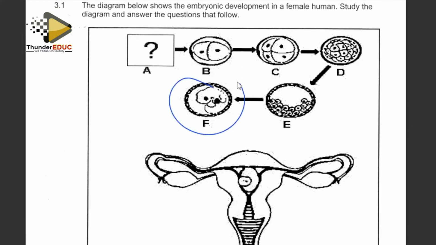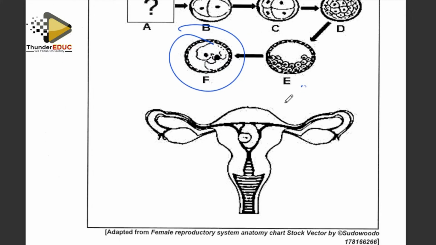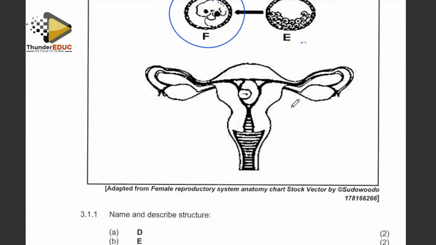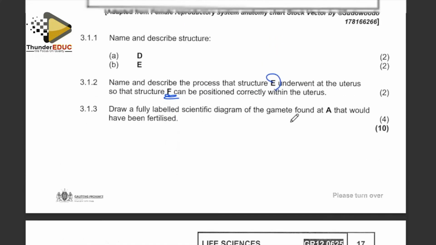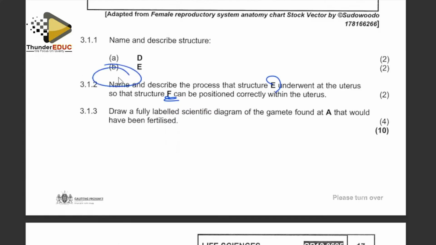Oh, this one. Structure F can be positioned correctly, meaning that we call it implantation. Remember, it forms an outer layer called the chorion, which forms the finger-like projections for implantation. So basically, it is implantation. Yes, meaning that the blastula attaches itself to the wall of the uterus. Remember it forms this outer layer which forms finger-like projections.